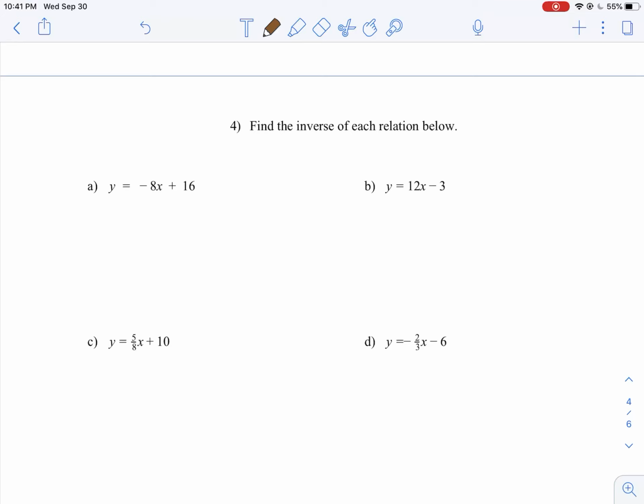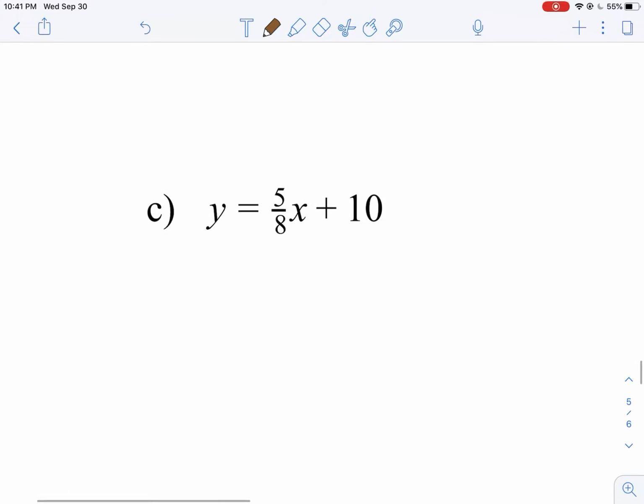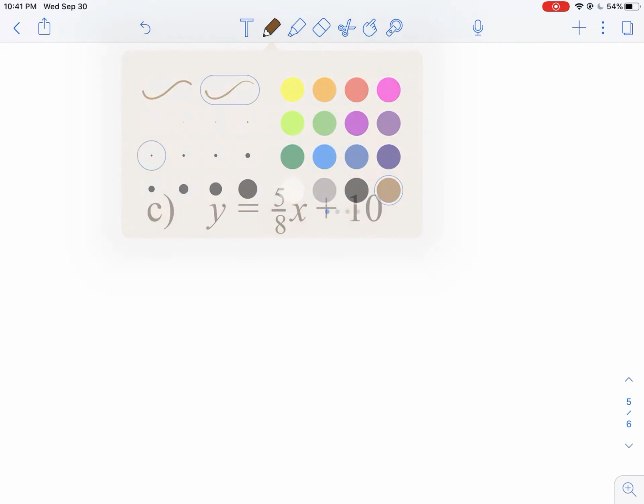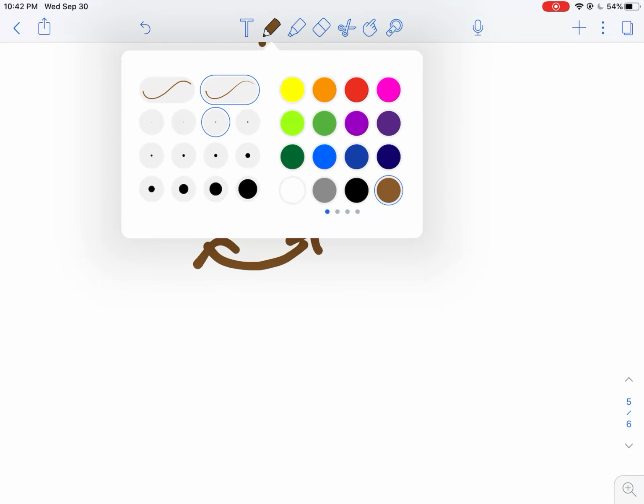All right, finding the inverse of relations algebraically can be tough. You have a number of examples to do here today, so I'm going to walk you through one. Hopefully it helps. We'll start with this one. This one's a fraction. This tends to intimidate people, but don't be intimidated. Now remember, when we're doing an inverse function, we're swapping the x and the y. So that's the first thing I'm going to do here.